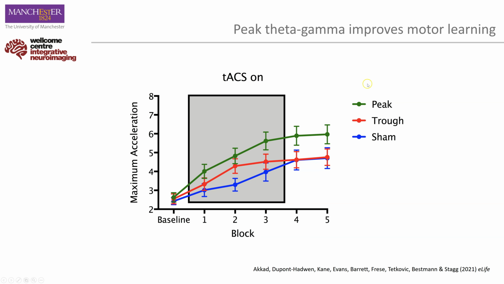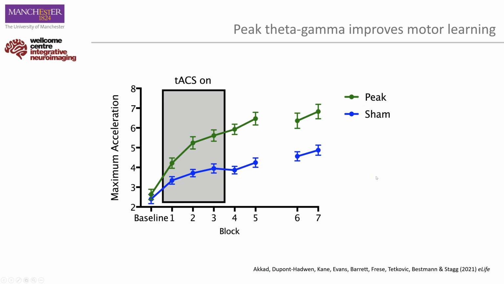But then if we add in where theta was modulating gamma during the peaks of that wave, you can see that there is improved performance once you get to these later time blocks. And that persisted for these measurements that were taken an hour later. So those results suggest that driving gamma activity during the peak, but not the trough of the theta oscillations, improves motor skill acquisition.